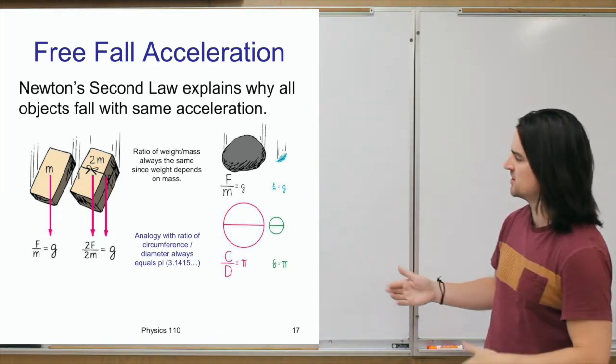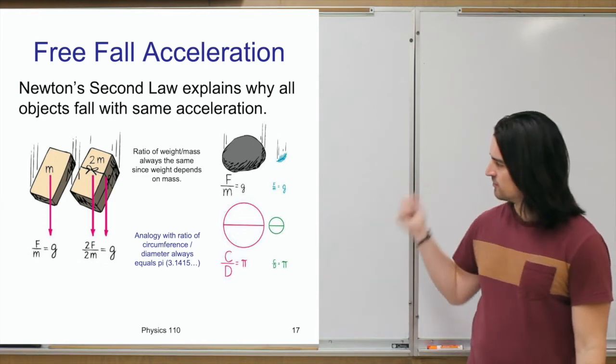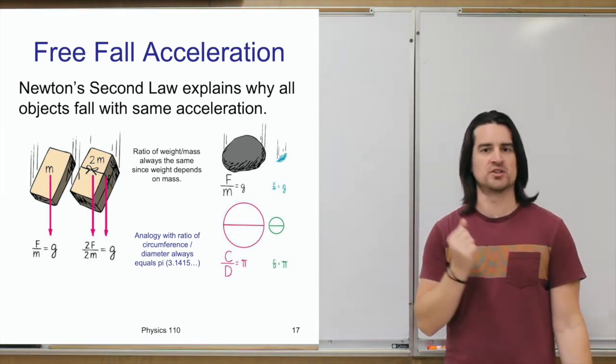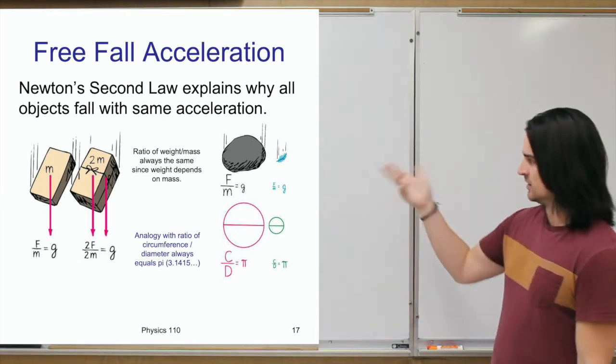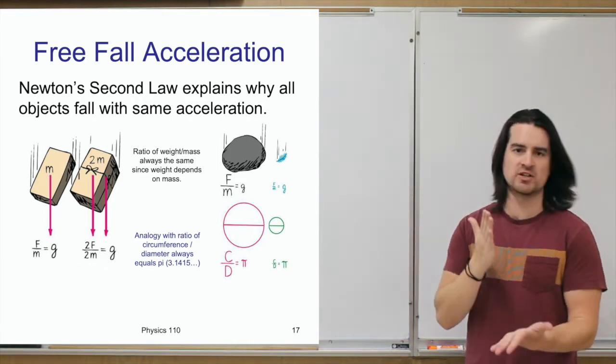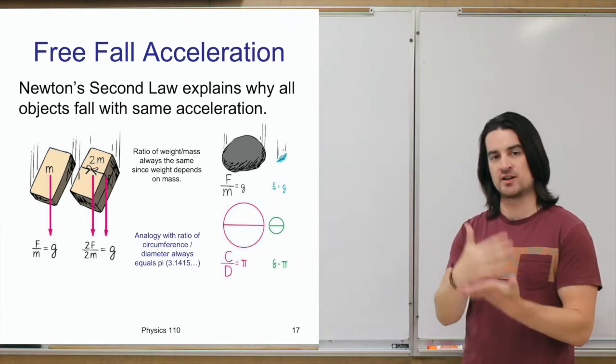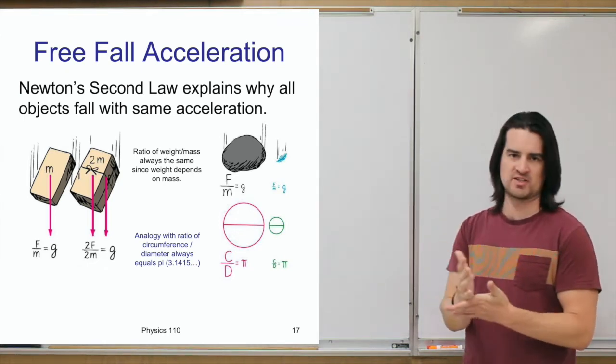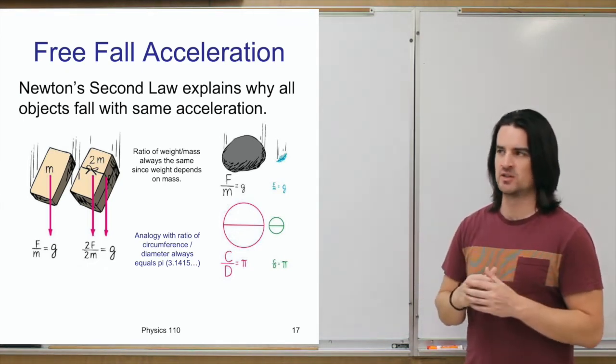So same sort of idea: when the diameter increases, the circumference increases by the same amount. And the same idea applies to the acceleration due to gravity. When the mass of an object increases, the gravitational force on that object increases by the same amount, so the acceleration remains the same.